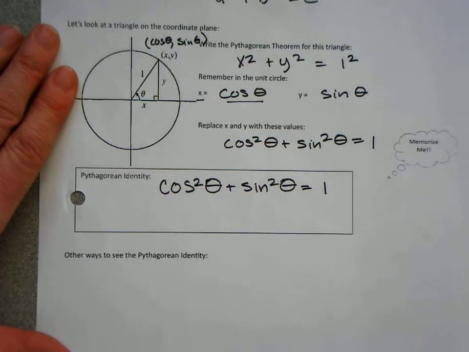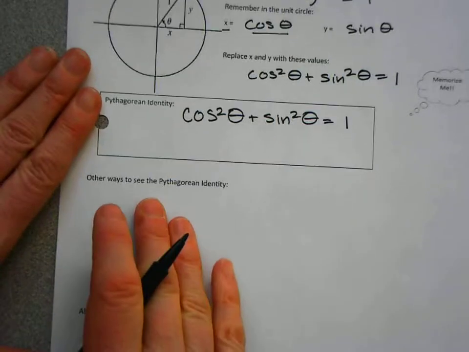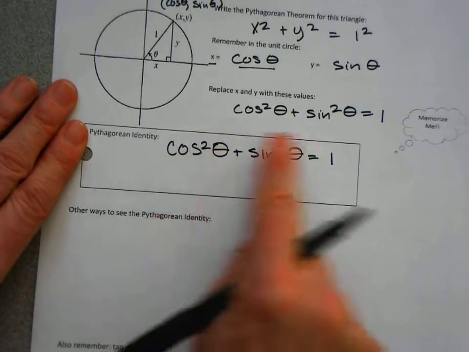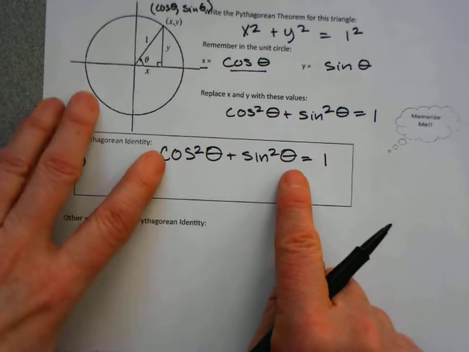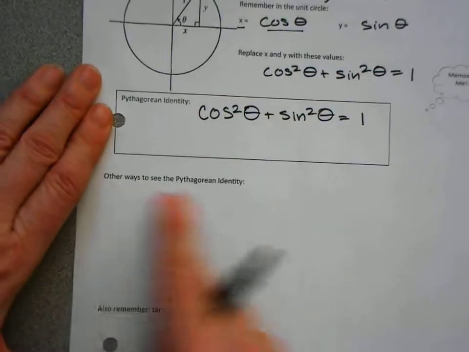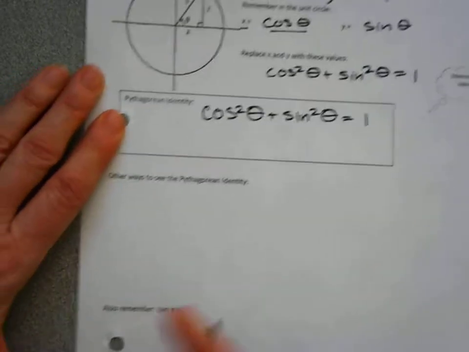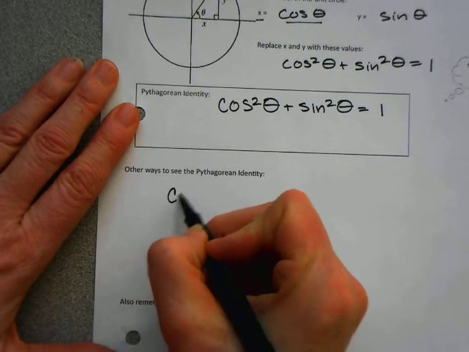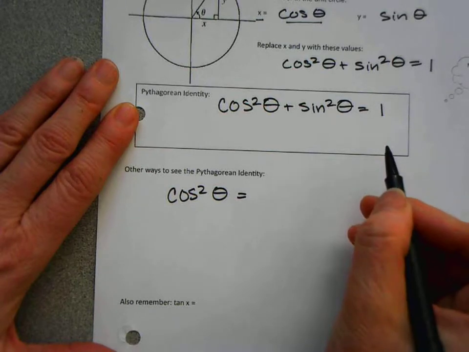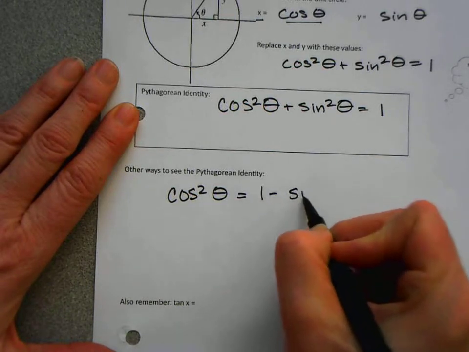You need to memorize that. And you need to be able to manipulate it algebraically, because what we're going to do with this is make substitutions. If I have the cosine squared plus the sine squared, I can just substitute it for 1. What else could I do? Well, let's subtract sine squared from both sides.